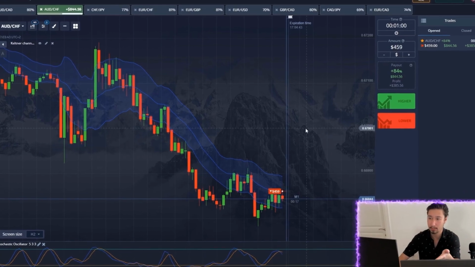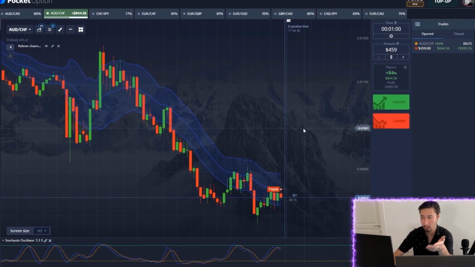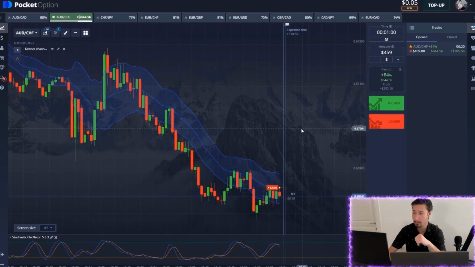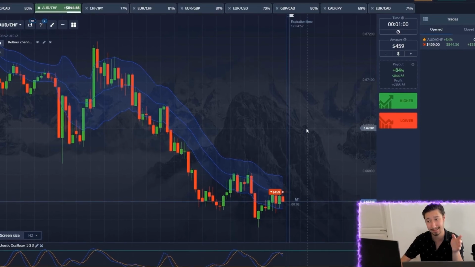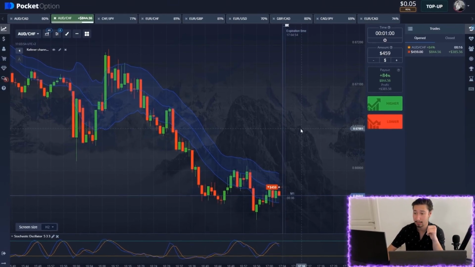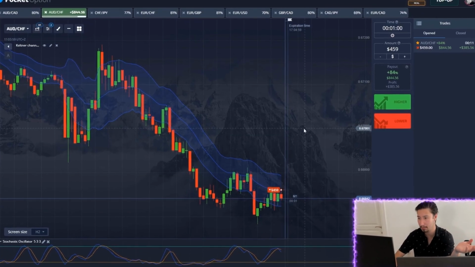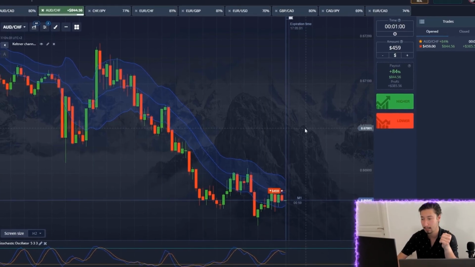And also we see the rejection from the middle line of the channel, which enhanced our signal, made it better. We can also point out the downtrend on the chart, which enhanced the signal even more. So that's why I'm more than sure that this position will be in profits.